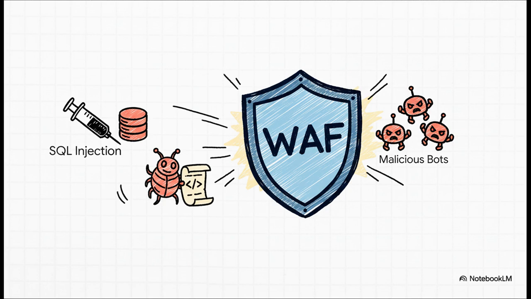And trust me, the kinds of threats this bodyguard is looking for are nasty. We're talking about things like SQL injection, where a hacker tries to sneak database commands into a simple search box to, say, steal all your user data, or cross-site scripting, where they inject malicious code into a web page so that other visitors run it by accident. A WAF is the absolute front line of defense because it's trained to spot the telltale signs of these attacks inside the traffic itself, and it blocks them before they can ever do any damage.